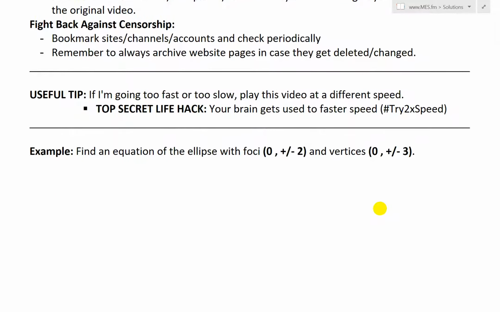And now the example I'm going to go over is this one, which states: find an equation of the ellipse with foci. Remember that's plural of focus. The foci are (0, ±2), and the vertices are (0, ±3).